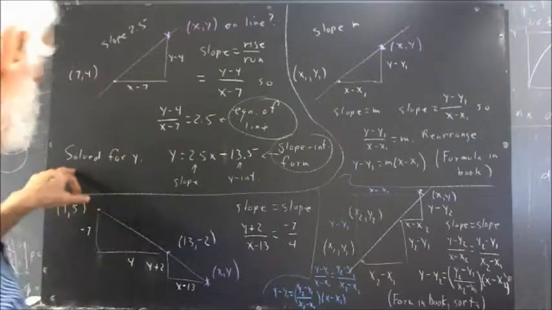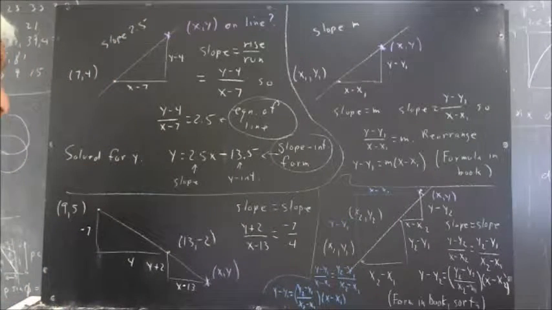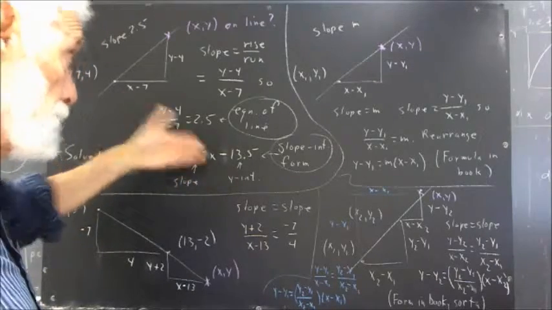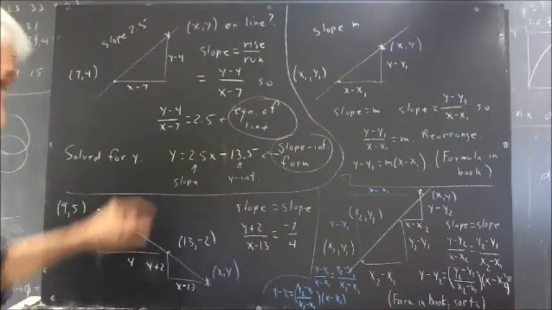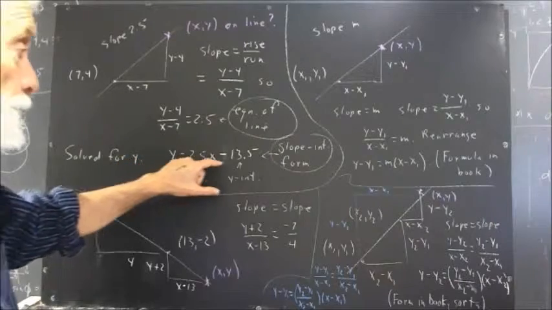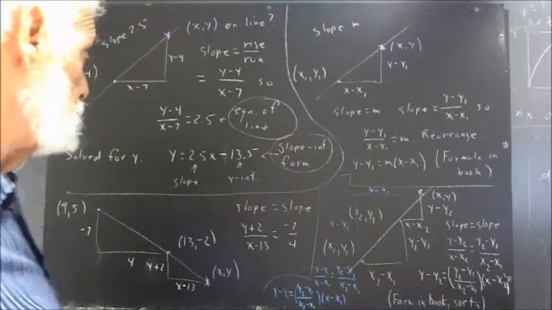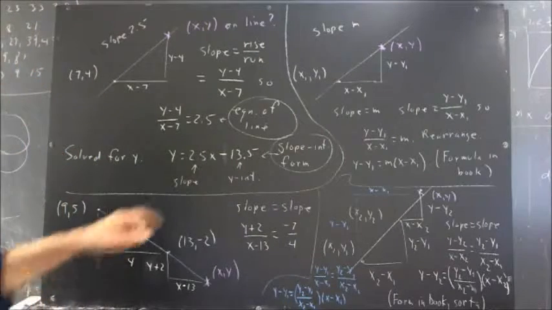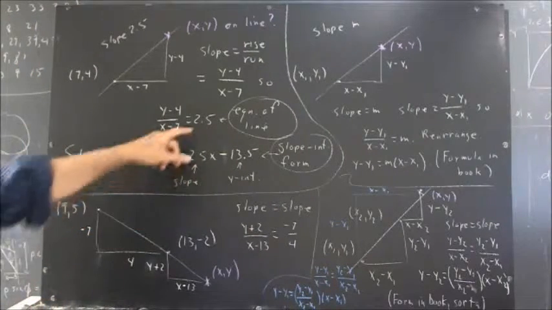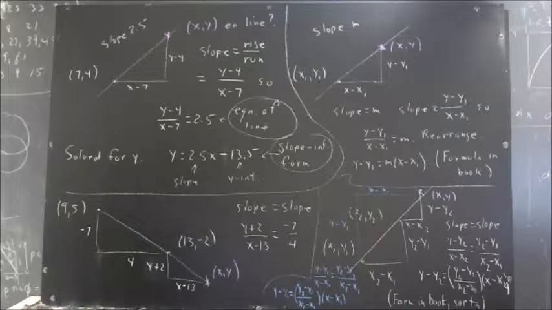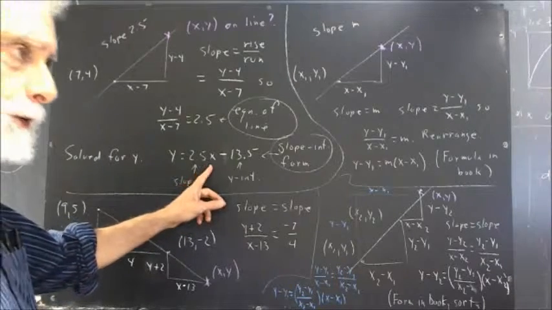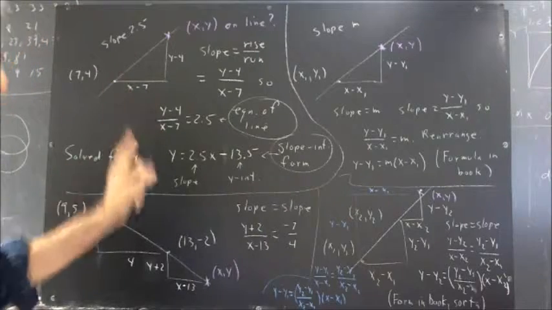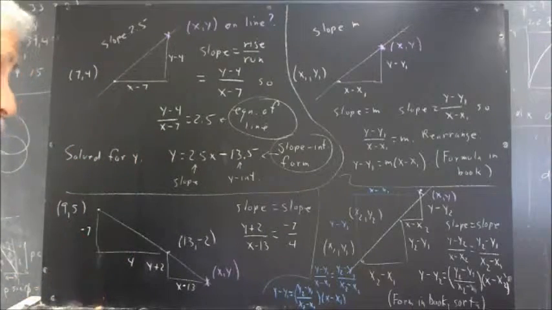Now, if we solve that equation for y, and you can verify this, you multiply both sides by x minus 7 and do the obvious things. You have y equals 2.5x minus 13.5, and this is the slope-intercept form of the line. This is the slope. The slope will be the coefficient of x. And if you let x equal 0, then you get a point on the y-axis, because the y-axis consists of points where x equals 0.